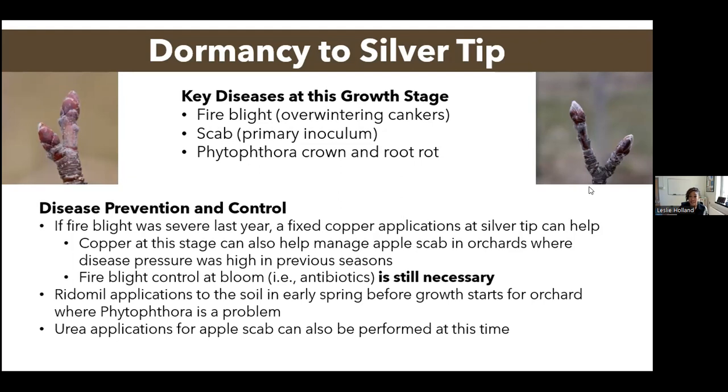In the situation of Phytophthora, Ridomil products are available that can be applied to the soil in the spring before growth starts to help mitigate Phytophthora infections. Urea applications are also a practice used. They can be used sometimes at the end of the previous season or the beginning of the spring for apple scab, for those leaves on the orchard floor with the overwintering inoculum of that pathogen.